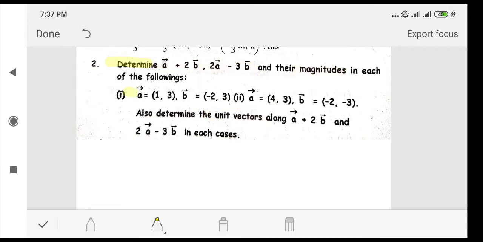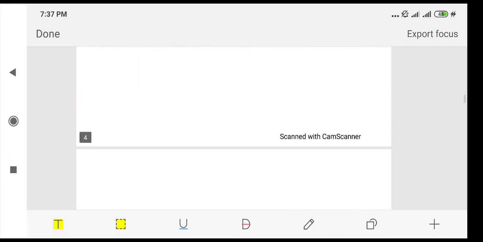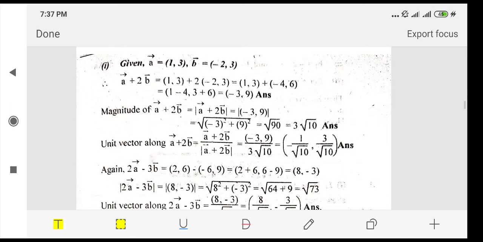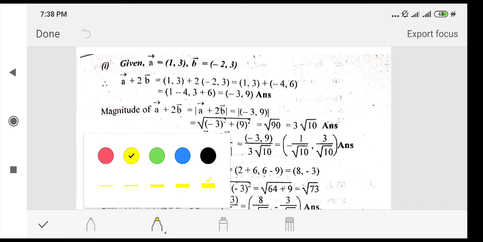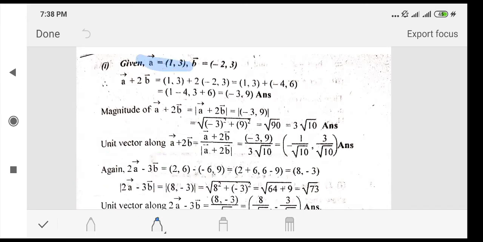Note down, vector A is (1, 3), vector B is (-2, 3). First of all, we will find vector A plus 2 vector B and 2 vector A minus 3 vector B and their magnitudes. So let's move ahead. Here comes its solution. Vector A is given to us as (1, 3), vector B is (-2, 3).